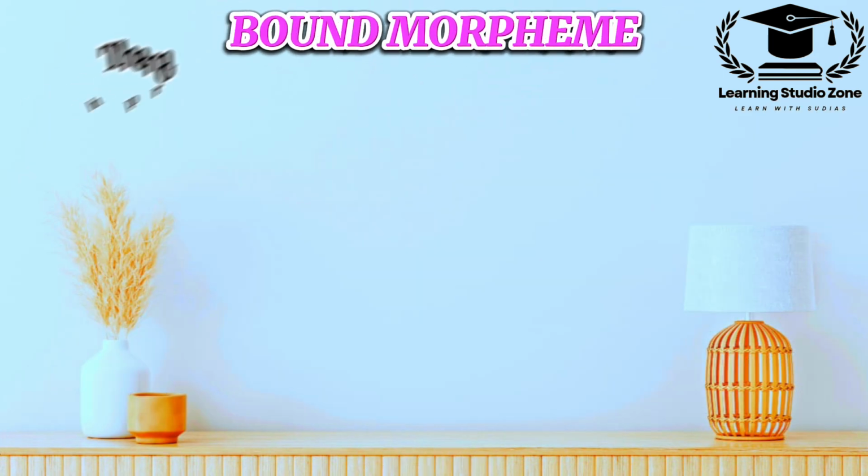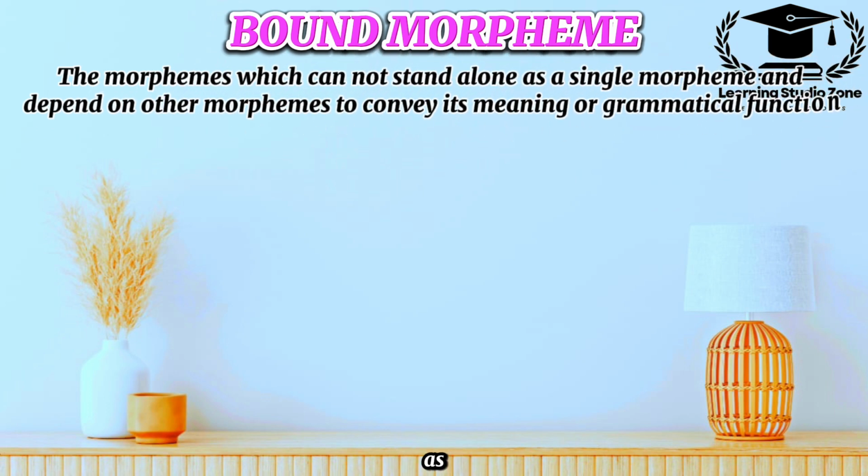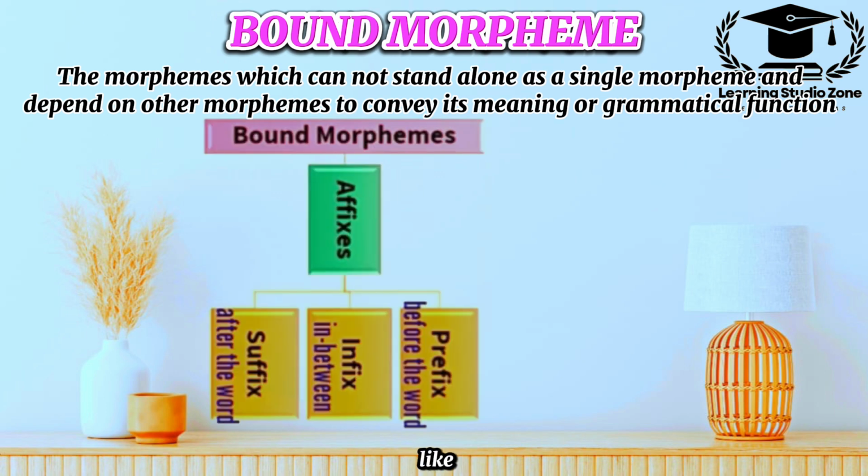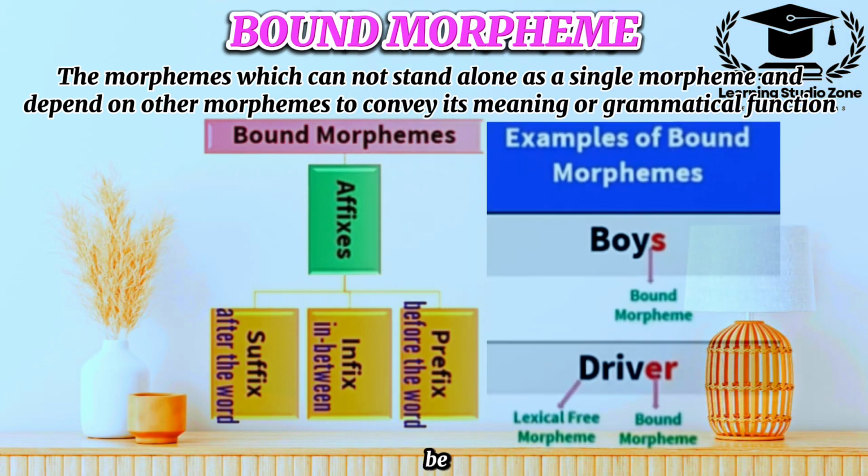Bound morphemes. We can define the bound morpheme as the type of morpheme that cannot stand alone and requires another morpheme to complete its meaning. In bound morphemes, we have the affixes like the prefix, which we add before the word, the infix, which we add in between the word, and the suffix, which we add after the word. So examples of bound morphemes can be the boys and drivers.